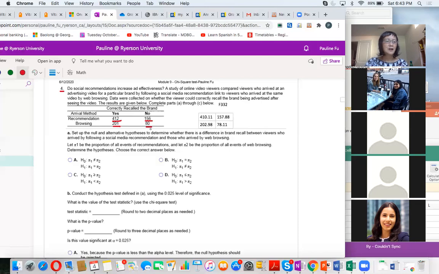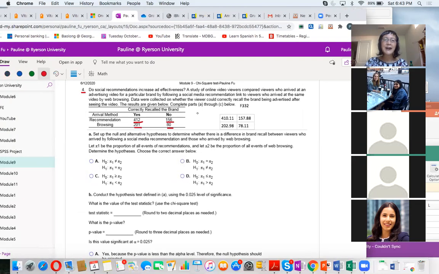Now, based on this context, we are going to introduce some basic concepts. One concept is the data given: 412, 156, 201, 80. Those data we call observed data. Based on observed data, you need to calculate expected data. I use capital E to represent expected data. And how do you calculate expected data? You base it on the formula.